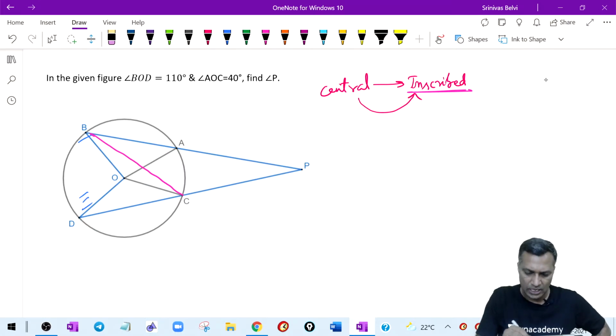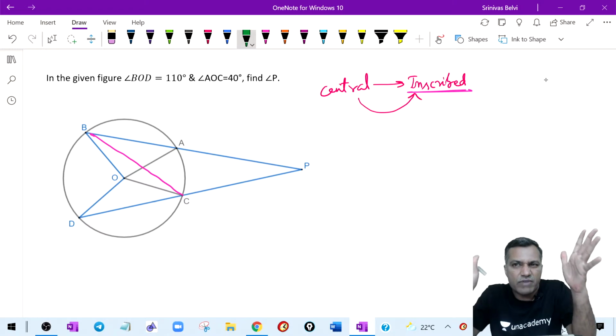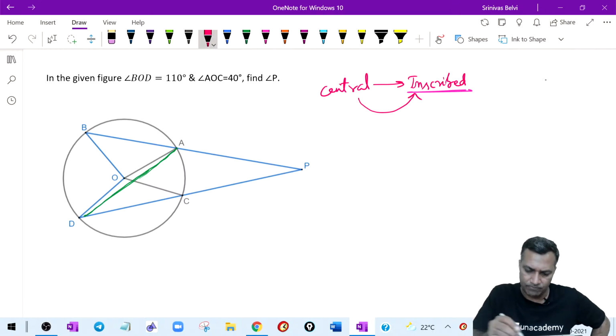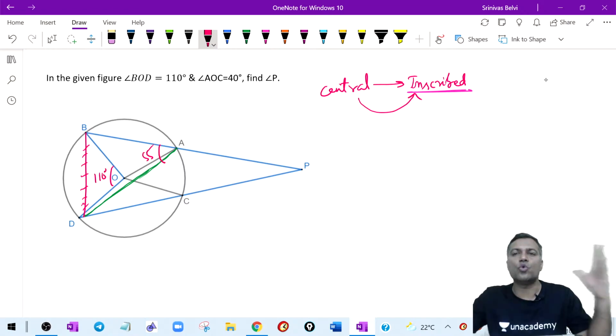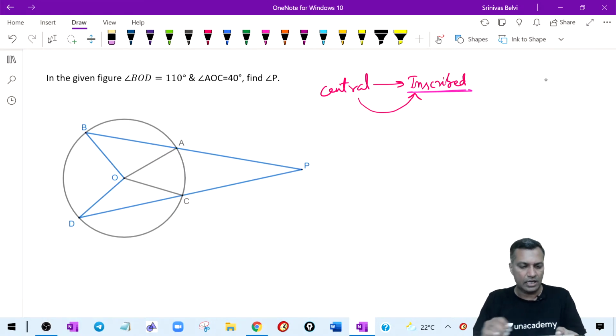Otherwise, there is another way also. There is no one hard and fast rule. Don't think that there is only one way to proceed. What if I make this particular construction? I am fine with that as well. I would still take this particular chord. This chord forms a central angle of 110 degrees here, and hence this becomes 55. There are two openings, and similarly you can think of the other side as well.